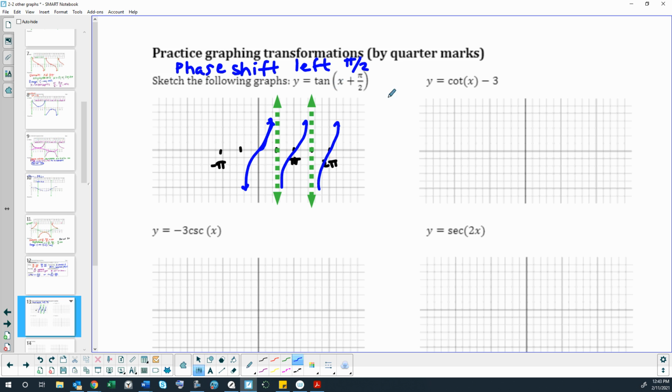Okay, so that means when I phase shift it to the left pi halves, that these graphs, instead of being at 0, the intercepts at 0 and pi and 2 pi, they're going to move to the left pi halves. So I have this little advantage with what I'm doing because I've drawn it digitally, so I can literally just take those and move them.